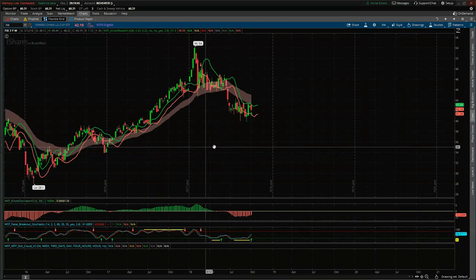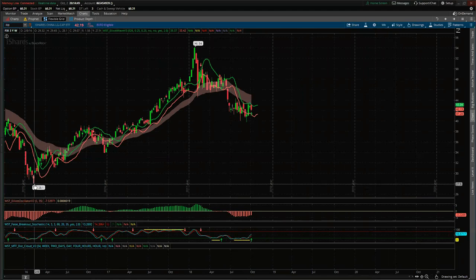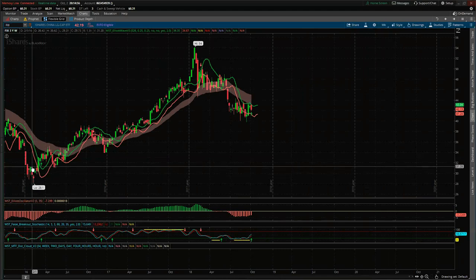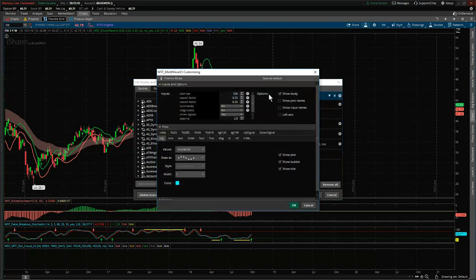So this is the weekly. And we are at 19 here. You see this low? So I'm going to isolate at 19. Oops, that's the wrong one. We'll try that again. Here we go. 19.